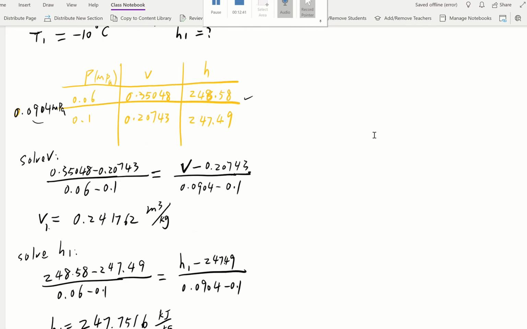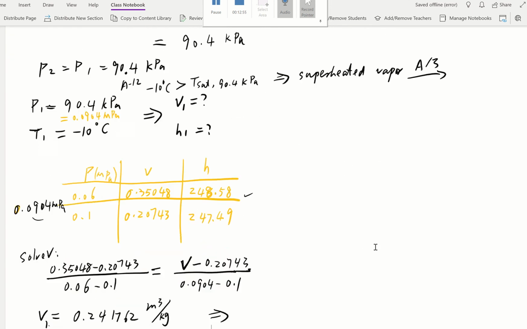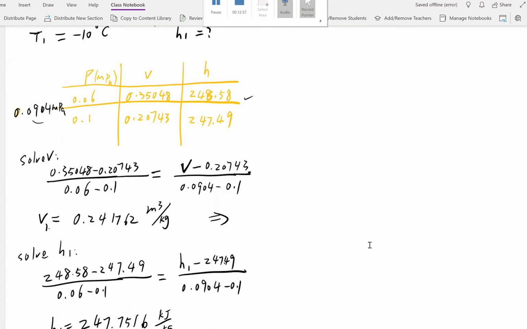If we want to find the volume, because we know the specific volume, we do the same thing, times mass. We can figure out the volume at state 1. So big V1 is going to be 0.85 kilogram times our small v1. You can find the answer here.